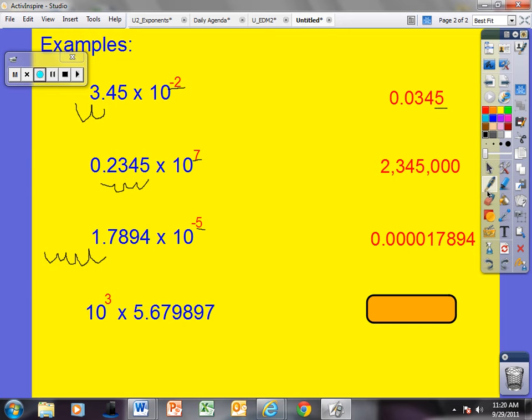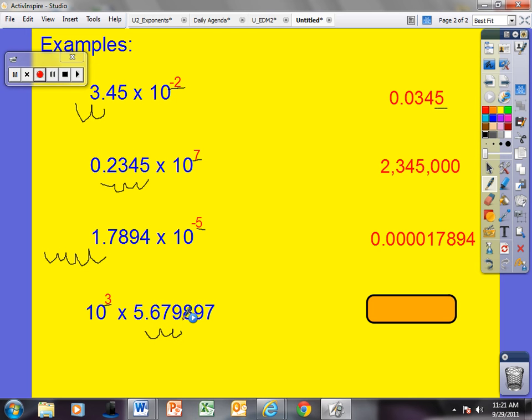But look at the last example here. I have 5 and 679,897 millionths times 10 to the third. That's a positive exponent, so my number is going to get bigger. If I move it to the left, it's getting smaller. I move it to the right, 3 spots, 1, 2, and 3.